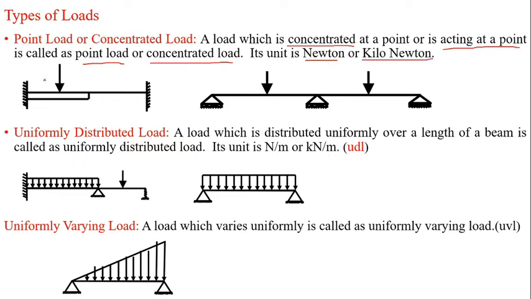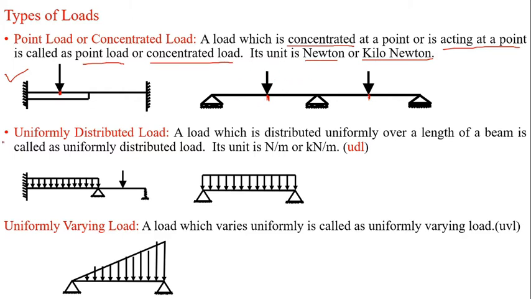So, in the first figure, this load is acting at this point or concentrated at this point, and hence called point load. Load is acting at a point. Here the load is a point load acting at this point or concentrated at this point. This is also a point load acting at a point. Okay. So, this is the first type of load. Its unit is Newton or kilonewton.